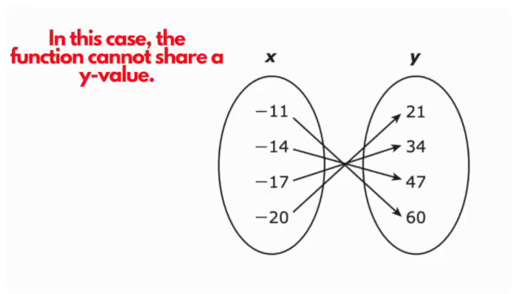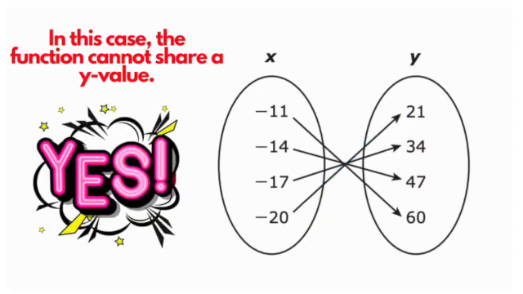C and D answer choices are the mapping of functions. So what we want to look at and see, we cannot have two values with our x and our y. So let's look. We've got -11 pairs only with 60. -14 pairs only with 47. -17 pairs only with 34. And -20 pairs only with 21. Each one only has one match. So yes, this one works.